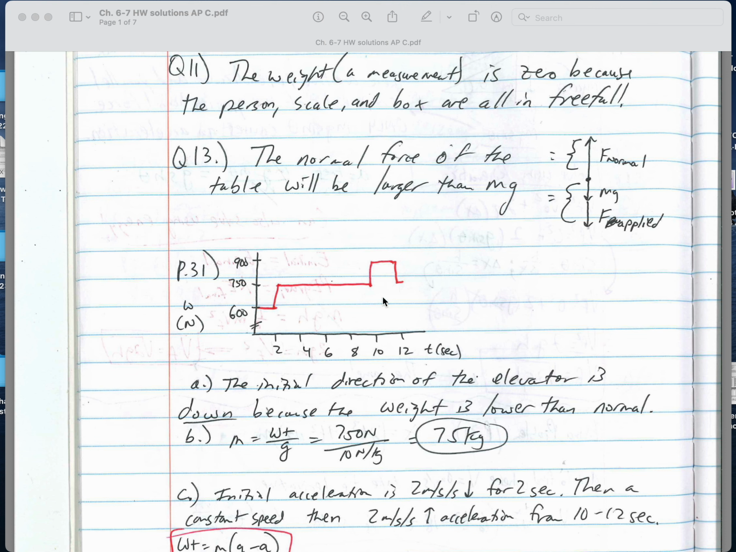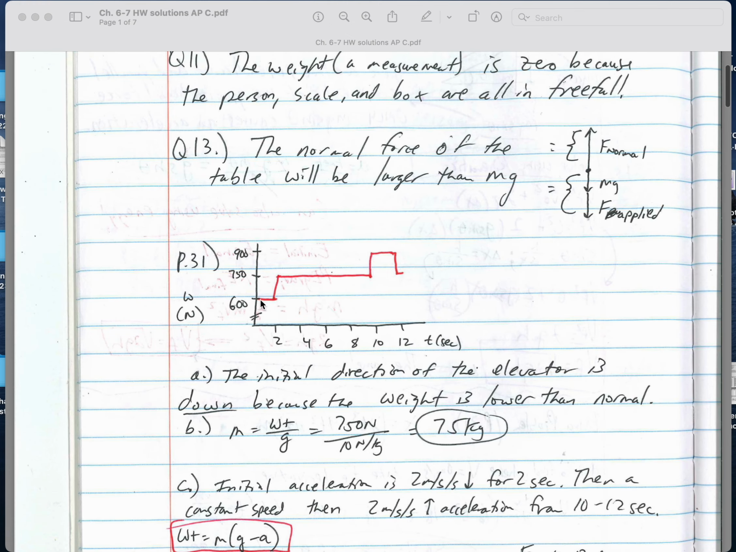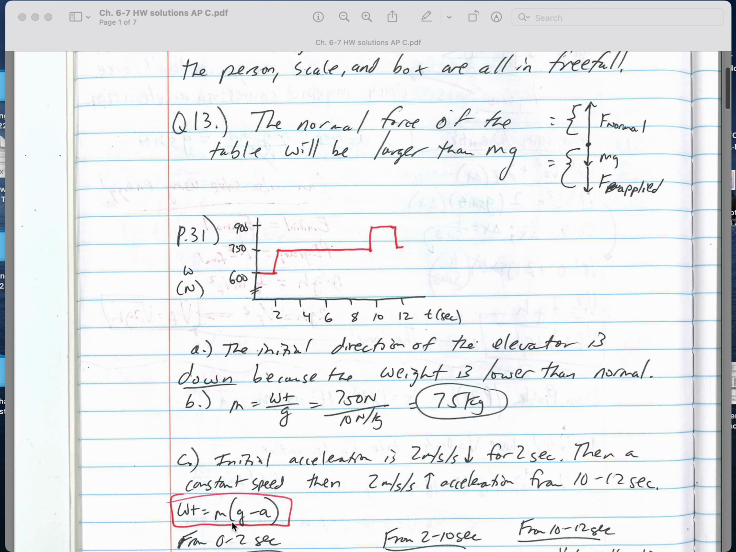And this indicates an acceleration downward. This indicates an acceleration upward. So if they're losing 150 newtons, then that indicates that they're moving downward at 2 meters per second squared. So basically you get the weight, which is the normal force, is m times g minus a. So if we have an acceleration downward of 2 meters per second squared, 10 minus 2 is 8. 8 times 75 gets us 600 newtons.